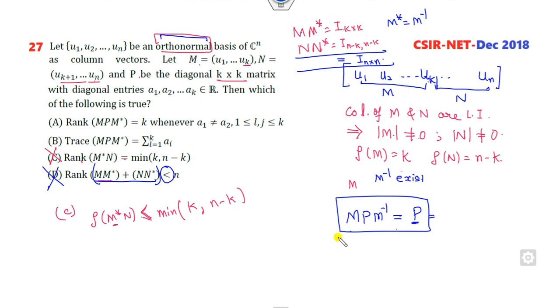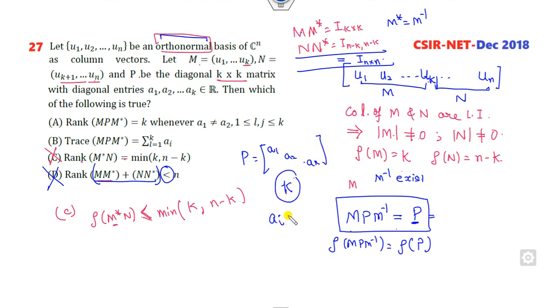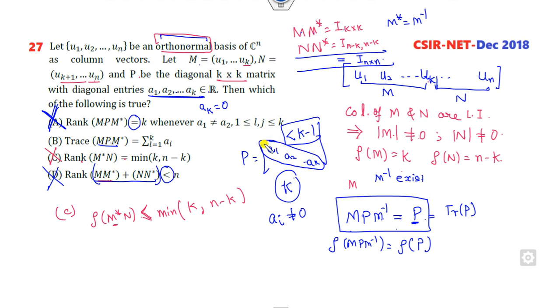Now you can find the rank of M, P, M star. That is the rank of the P matrix. But what is P? P is my diagonal with values A1, A2 up to AK. So the rank of this is my K, provided each of the AIs is non-zero. But it is nothing mentioned that AIs are real numbers. So if I suppose AK is 0, then the rank of this will be less than or equal to K minus 1. But here it is K. So this option is also cancelled out. What is the trace of this matrix? The trace of this matrix is nothing but the trace of P. What is the trace of P? It is the sum of the diagonal entries. So this is the right answer of this problem.